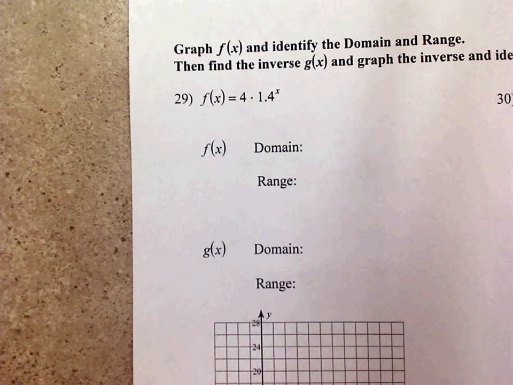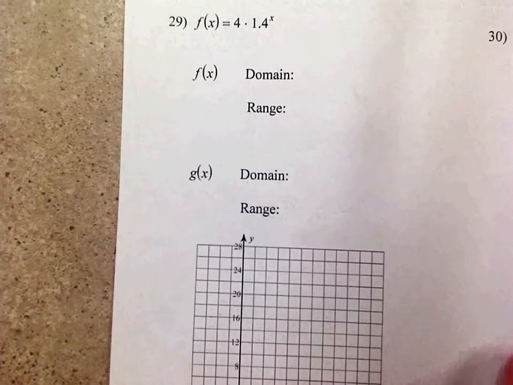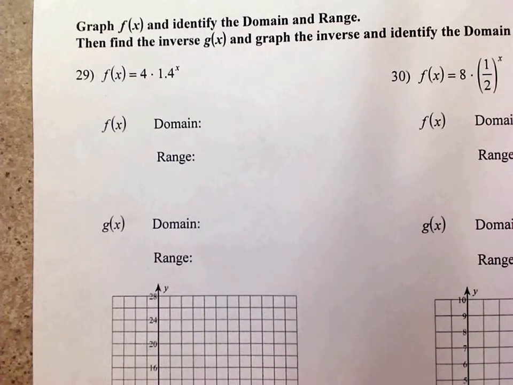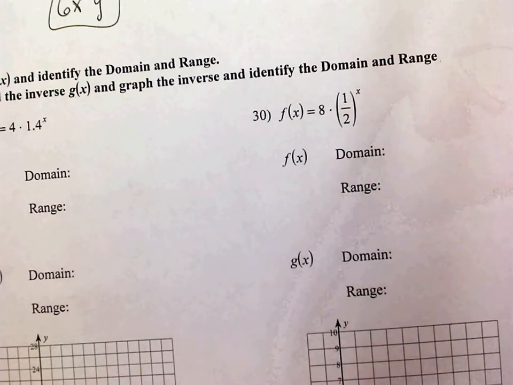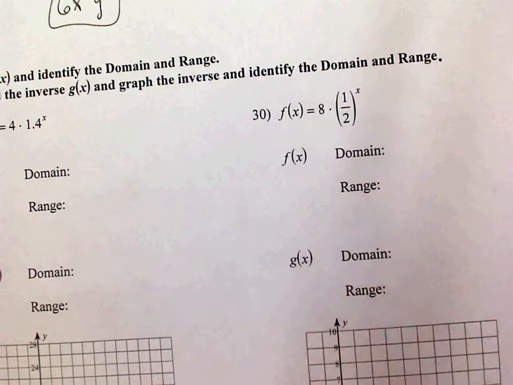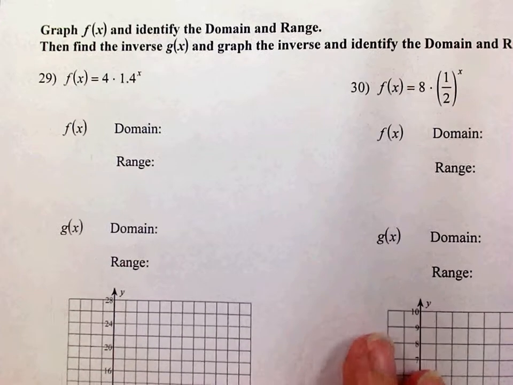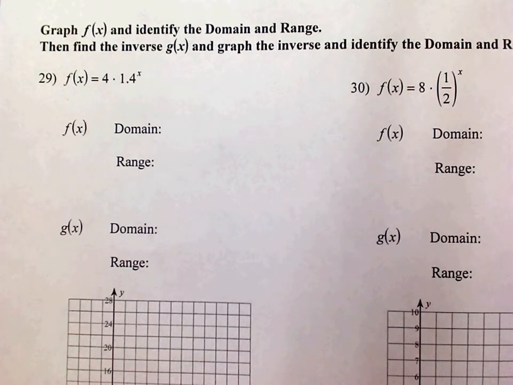Okay, so this one says graph f of x and find and identify the domain and range. Then find the inverse g and graph the inverse and identify the domain and range of the inverse. Okay, that's missing a period. We should all put one there. So, what do you want to do first? Do you want to graph it? Identify domain and range? How do we graph this? With a calculator? Okay. So let's grab our calculator.